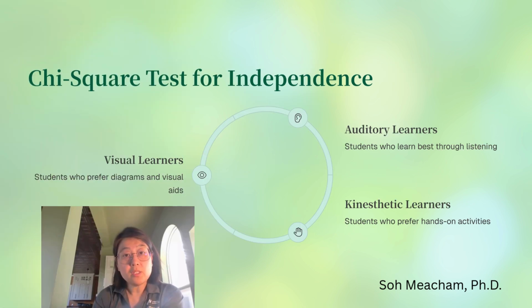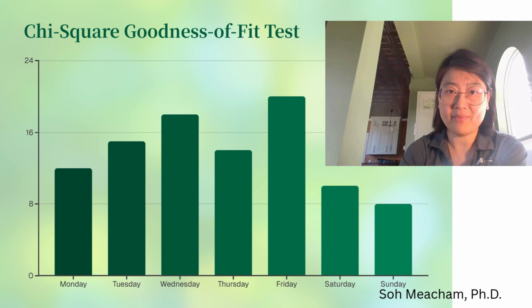Another commonly used non-parametric test is the chi-square test. This is particularly helpful when we are working with categorical data. Let's say you're investigating whether there is a difference in high school students' preferred learning styles, visual, auditory, or kinesthetic, based on gender. You would use a chi-square test for independence to determine whether the distribution of preferences differs significantly between male and female students.